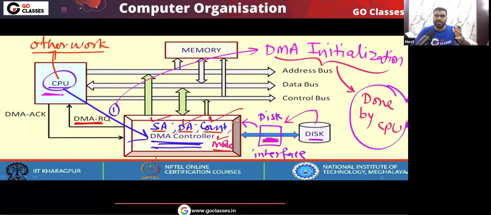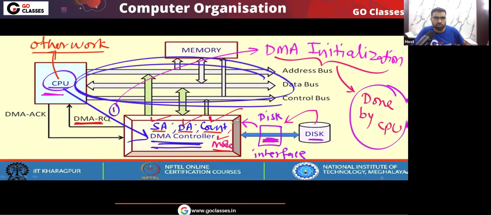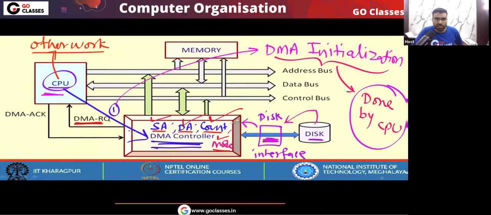Will the CPU immediately give the access to the DMA controller? Remember, right now the CPU is using the system bus, correct? The CPU is fetching the instruction, executing the instruction, fetching the instruction, executing the instruction. Now when the DMA controller sends the signal to the CPU that data is ready, what will the CPU do? The CPU will wait for a DMA breakpoint. It is not like the CPU will immediately give the system bus access to the DMA controller.